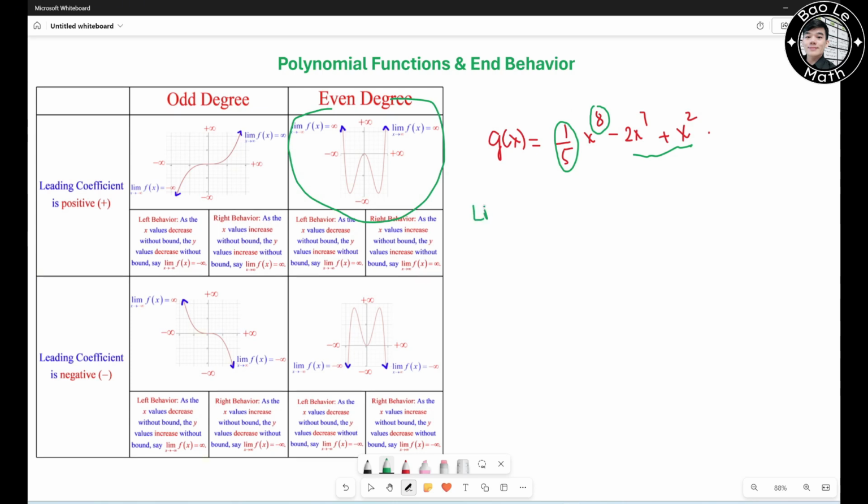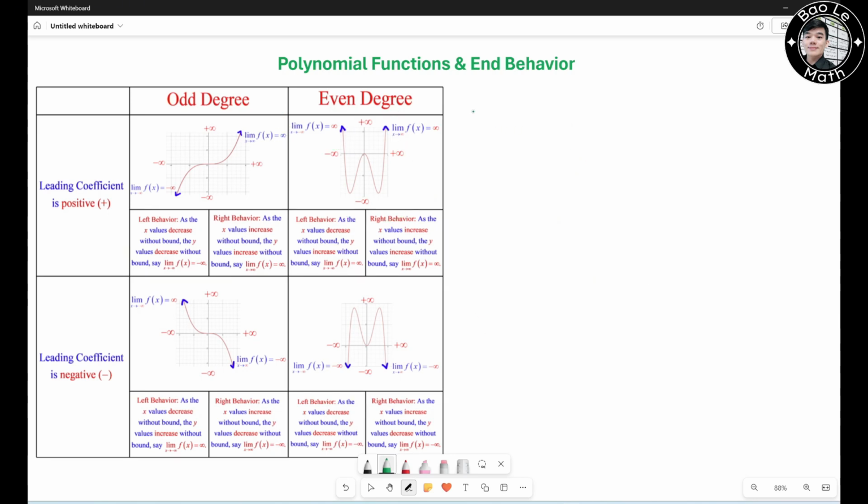So the left behavior, we have the limit of the function g of s when s approaches negative infinity equals positive infinity, right here. And the right behavior, the limit of the function g of s when s approaches positive infinity equals positive infinity, which is the one right here.